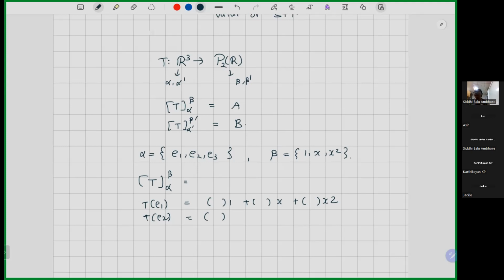So A and B are already given, that's what you are saying. No, nothing is given except this. What is given is that there are ordered bases alpha and alpha dash, beta and beta dash. If we produce T alpha beta equals A and T alpha dash beta dash equals B, does the linear transformation exist? So that's the question. Okay, let me see the question. Question 7.